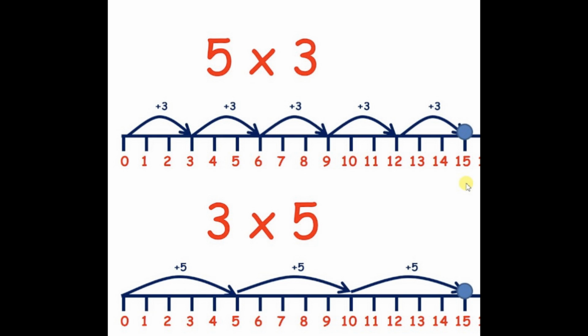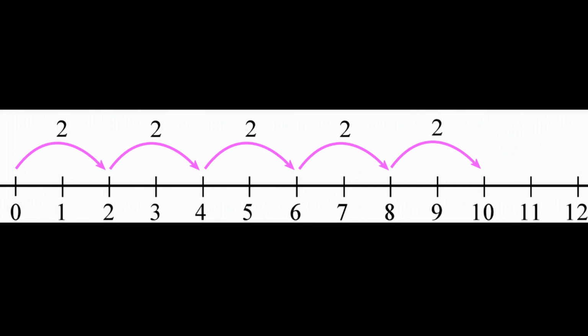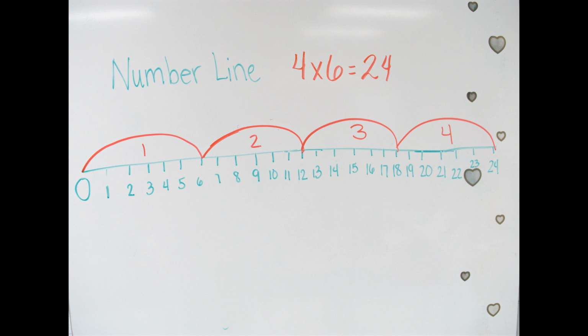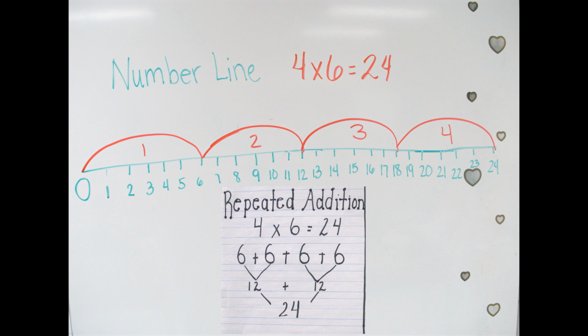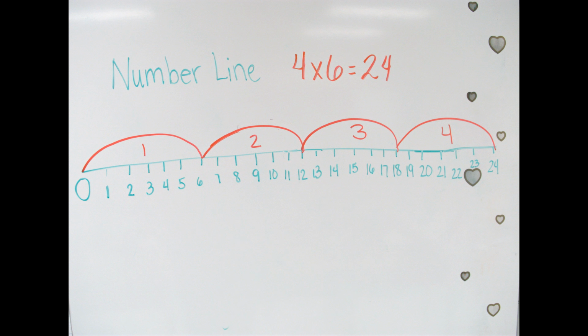To multiply numbers using a number line, we start from 0 and move towards the right side of the number line, carefully counting those equal groups until we hit our product. The number line works seamlessly with repeated addition, as it provides a concrete visual representation of the repeated addition equation.